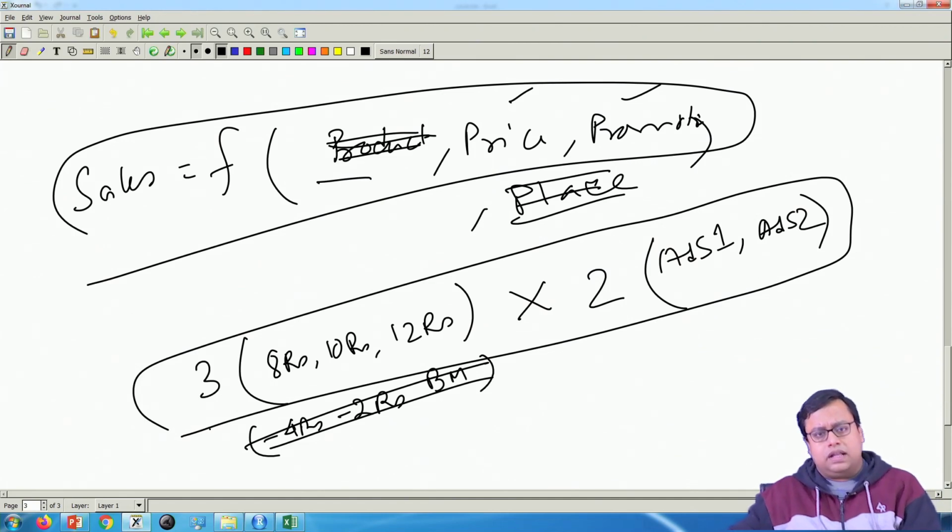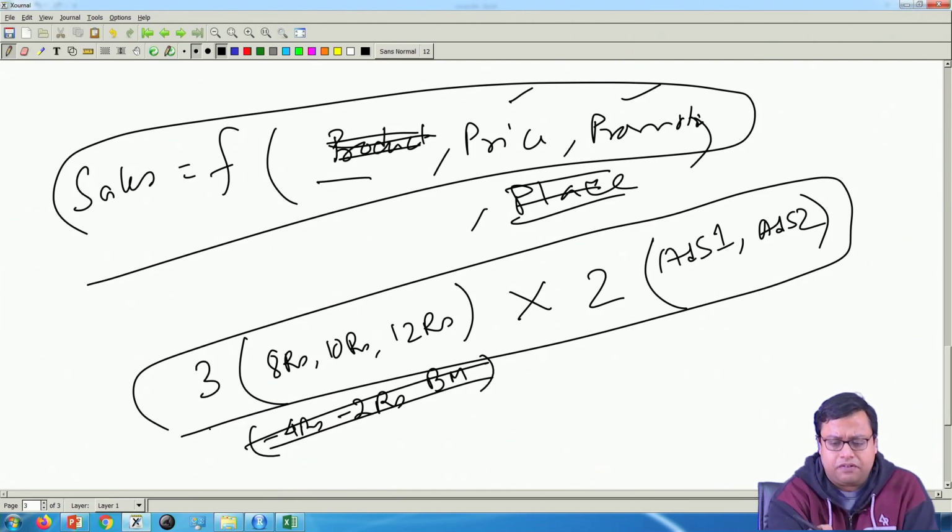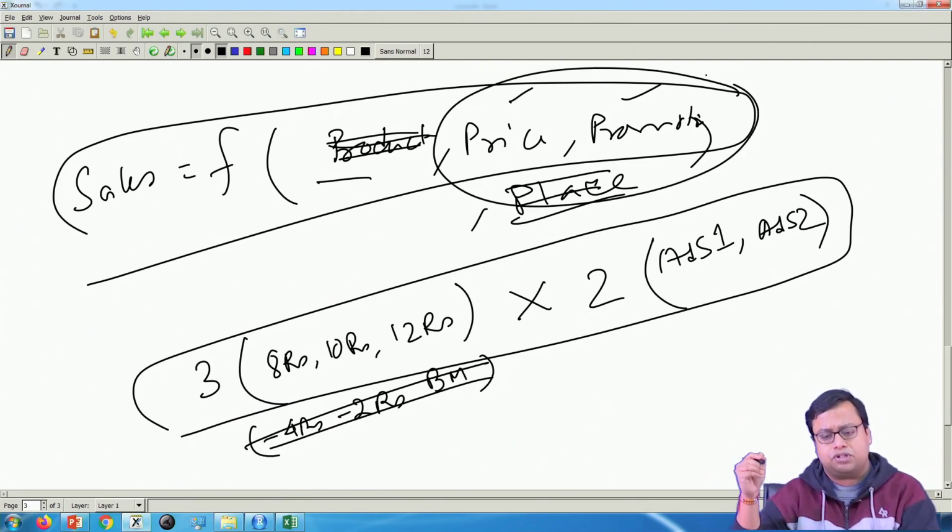Now, as usual, as I told, sales is a function of price and promotion. Sales is a function of price and promotion. So, if sales is a function of price and promotion, you have to decide at what price and what level of promotion the sales is maximizing.